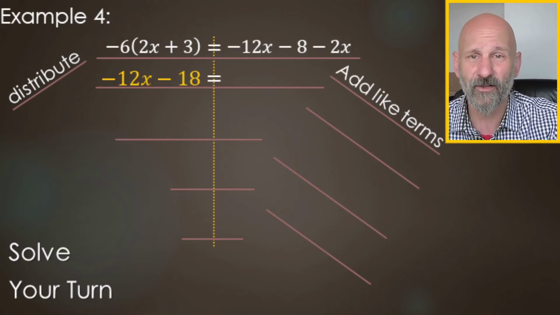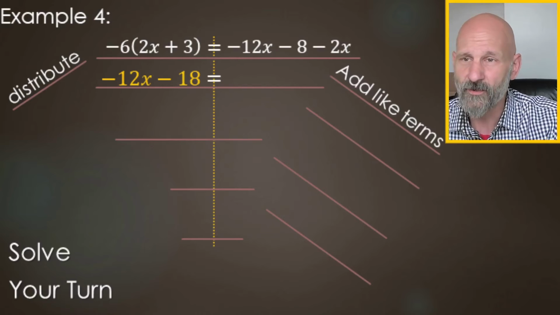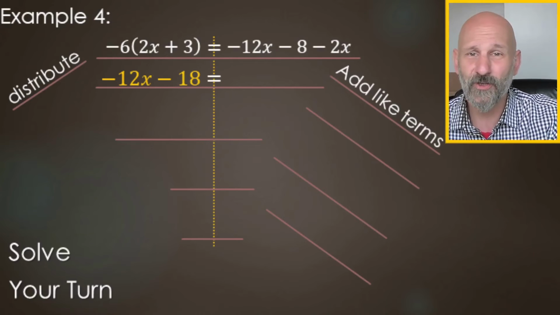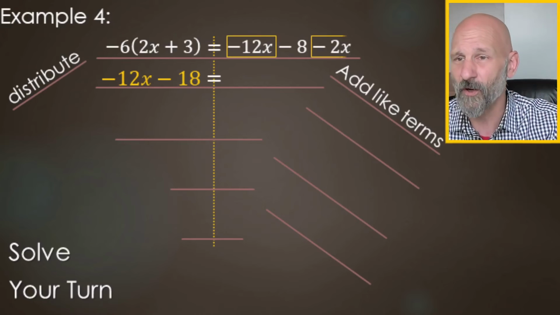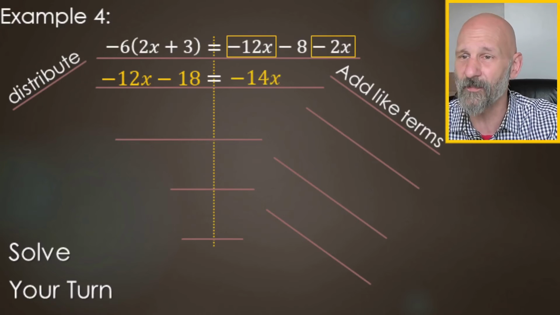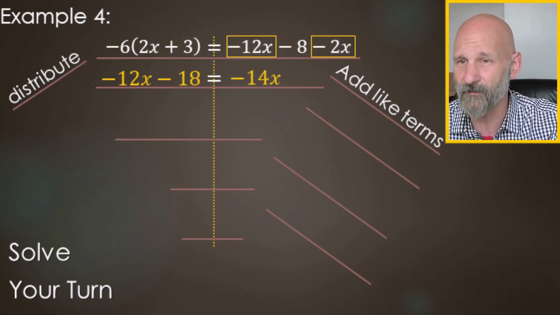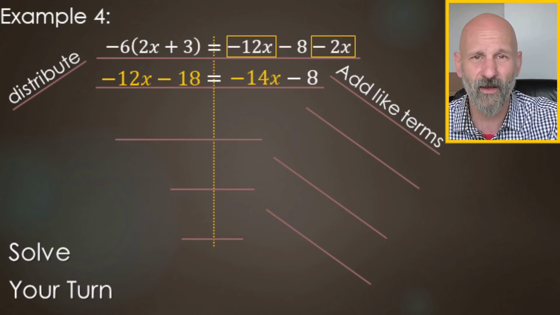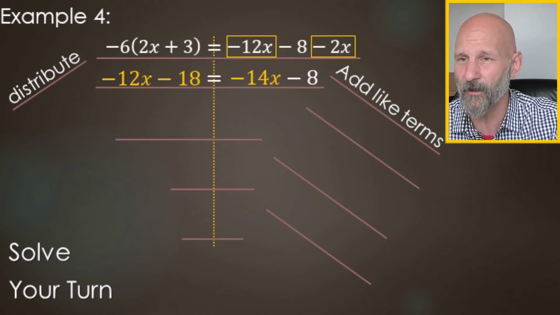And now we add like terms on the right-hand side. So on the right-hand side, we do have 2 x terms. So the negative 12x and the negative 2x added together is going to make negative 14x's. And then as far as constant terms, we just have the minus 8 or the negative 8 there.